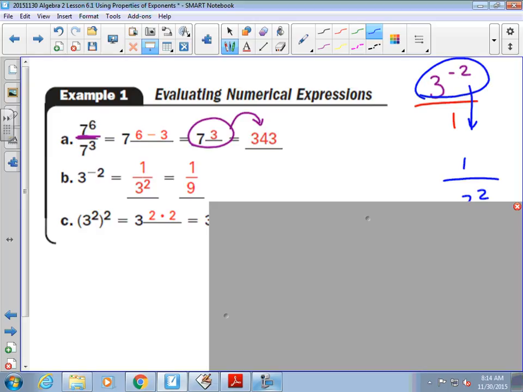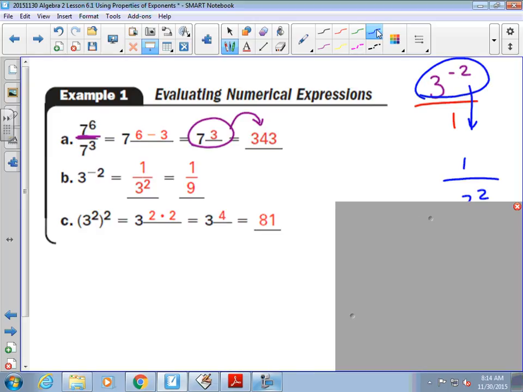Multiplying bases, add exponents. Power to power, multiply the exponents. In this case, 2 times 2 is 4. And 3 to the 4th power, again, that might be the one step you want to calculate it for, is 81. On the back, everybody, let's do these 3 problems.